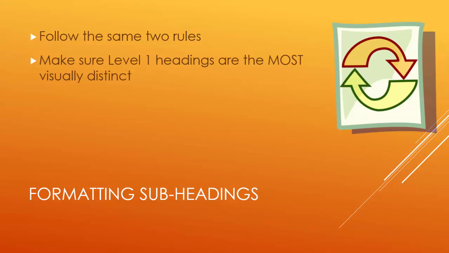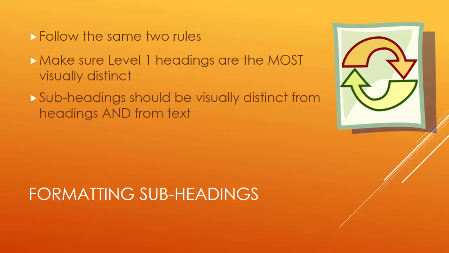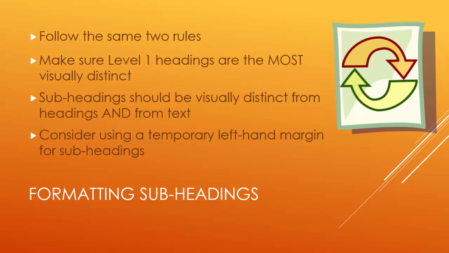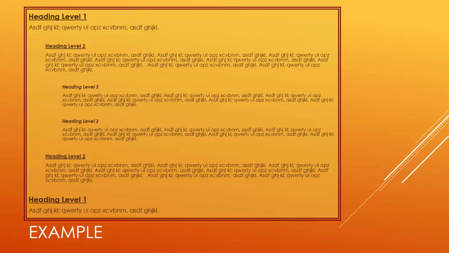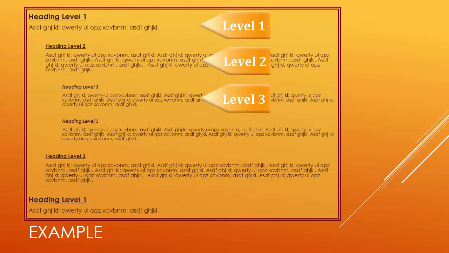Keep in mind, though, that at any level, a heading cannot look the same to the naked eye as regular paragraphed text. One of the options to achieve this is to use a temporary left-hand margin for subheadings and their text. We'll discuss this in more detail later on. Here's an example of how headings could be formatted across 3 levels.